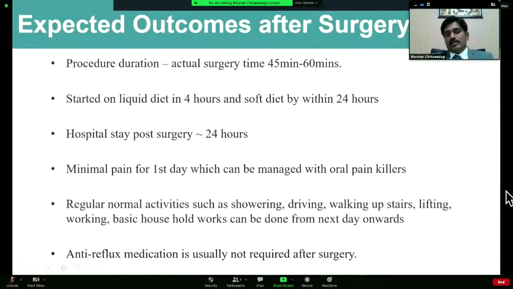Apart from that, there are minor alterations, since we are creating an artificial wall, such as gas bloat. You will feel some bloating because now the wall is tightened up, the lower sphincter will be there, which may cause some gas bloats.